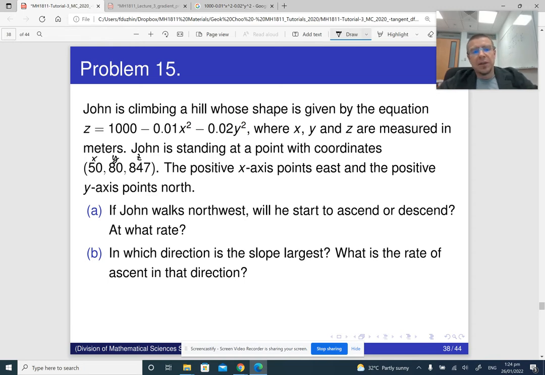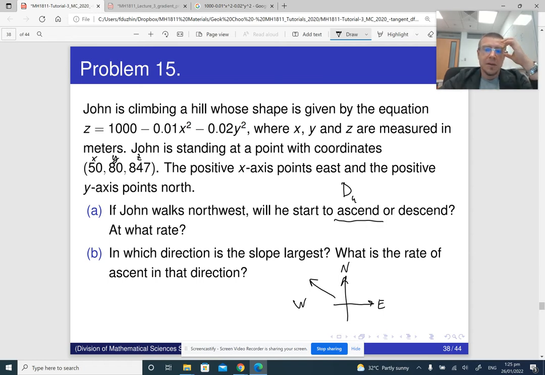All right. And if John walks northwest, so basically we have something like this. This is east, this is north, so northwest is, I guess, this direction. Will he start to ascend or descend? So we need to figure out what this direction is, and whether the directional derivative is positive or negative.